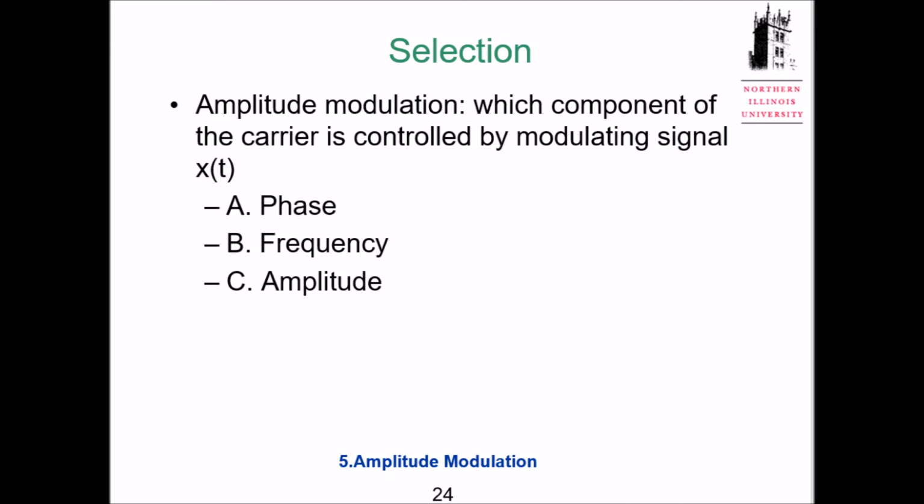Okay, here, multiple choices, single selection, just one right answer for each of those questions. AM, amplitude modulation. Which component of your carrier is controlled by your message modulating signal x(t)? Phase, frequency, or amplitude? Amplitude, because this is AM. If we change frequency, that is frequency modulation, which we're going to talk about in chapter 6. If we play with phase, that is phase modulation, which we will also talk about in chapter 6. So the answer is C.